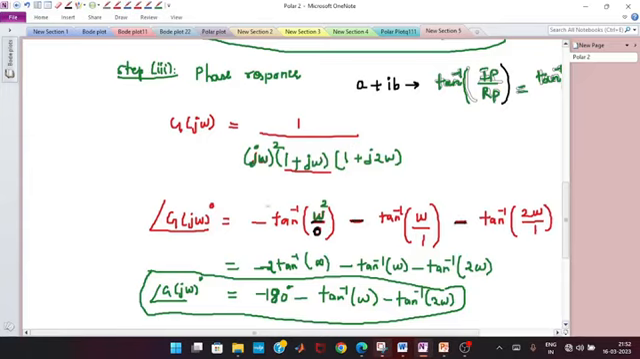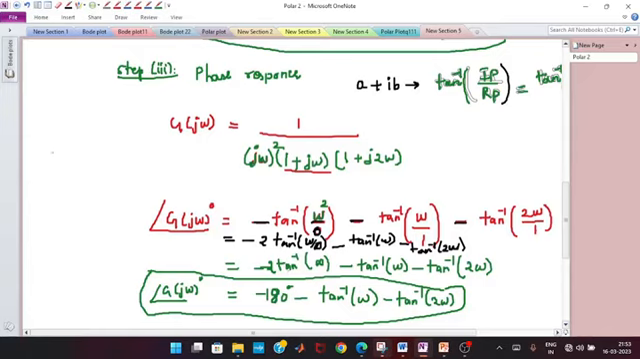So tan inverse of omega squared divided by 0, I can write as 2 times tan inverse of omega divided by 0, with the remaining terms tan inverse of omega and tan inverse of 2 omega. I hope you could understand what I am writing. So what is tan inverse of omega by 0? Infinity. And what is tan inverse of infinity? 90 degrees. So minus 2 into 90 is minus 180 degrees.